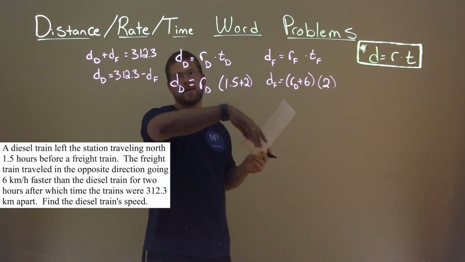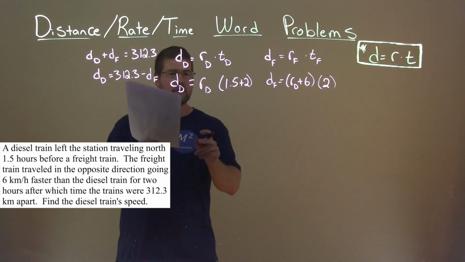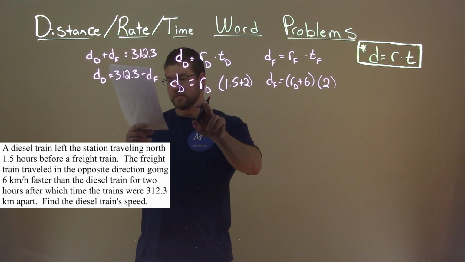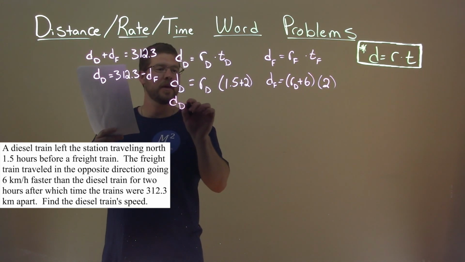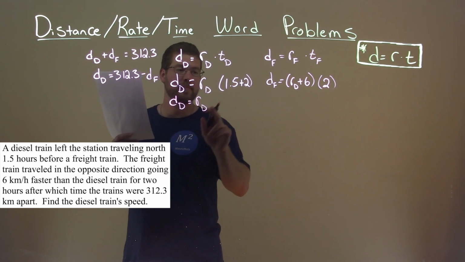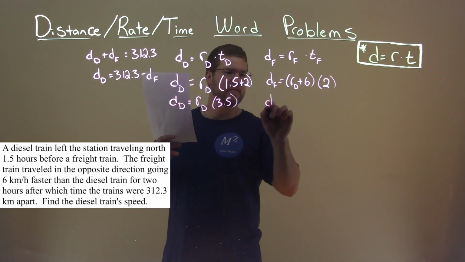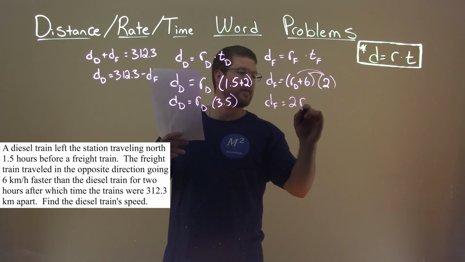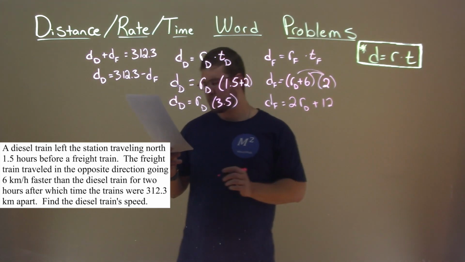So now we have all these different equations. What can we do with that? First, let's make sure I'm doing everything right here. Okay, let's simplify. That's what I want to do, simplify first. The distance of the diesel train is equal to the rate of the diesel train times 1.5 plus 2, which is 3.5. Here, distance of the freight train is equal to, distribute the 2, 2 times the rate of the diesel train plus 2 times 6, which is 12. Okay?